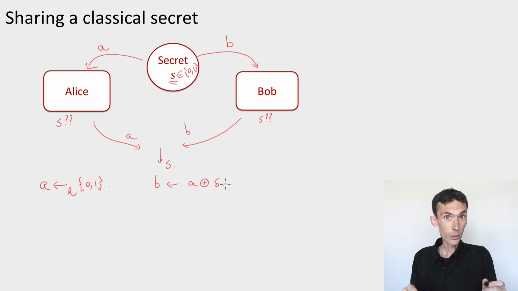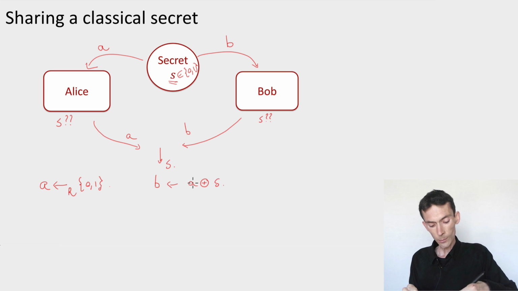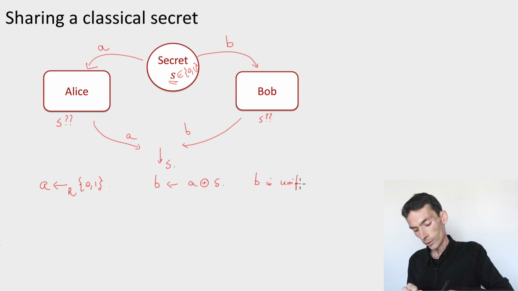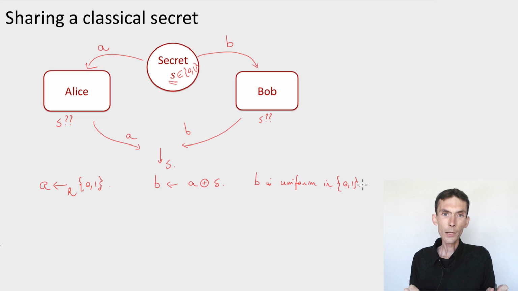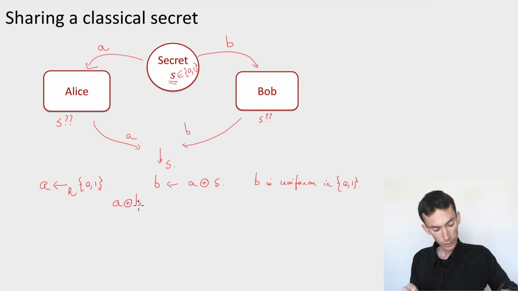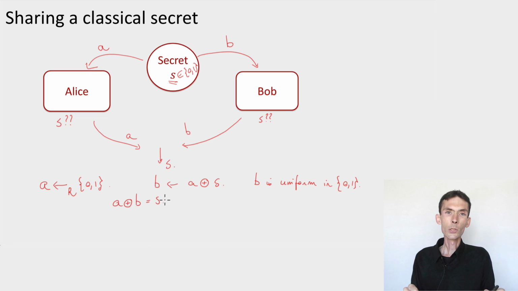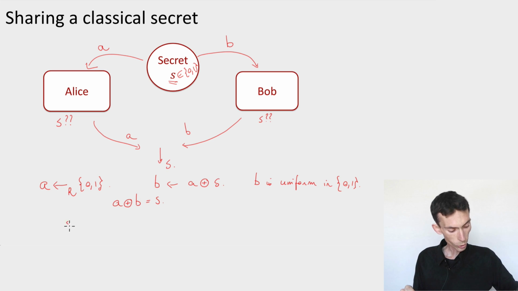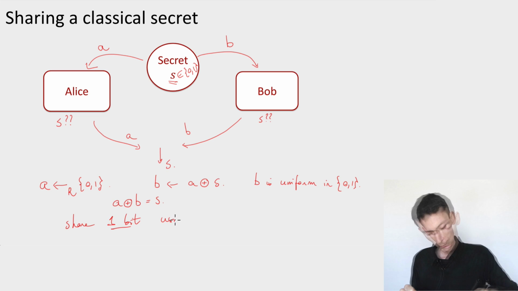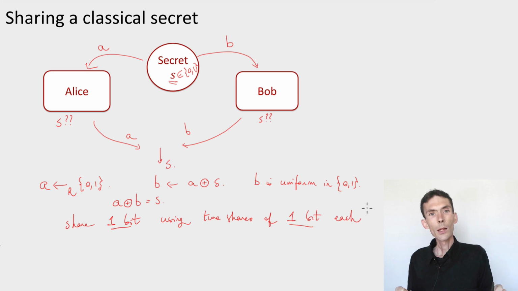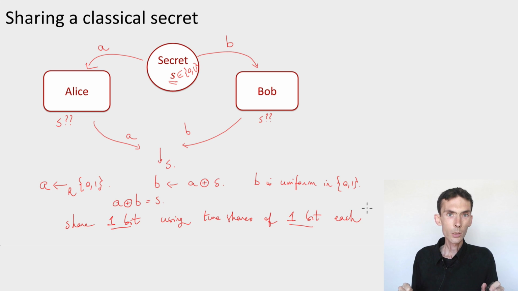So in this case, by the analysis of the one-time pad, we know that whatever S is, just because A was a random bit, B is random, uniformly distributed in 0, 1. So if I give A to Alice and B to Bob, from their point of view, these just look like uniformly random bits. But if we put them together and we take the parity of A and B, we recover the secret S. So that's a classical secret sharing scheme. It works, it's perfectly secure, and it has the property that we're able to share one bit using two shares of 1 bit each. And so now what we're going to see is that you can do better using quantum states.